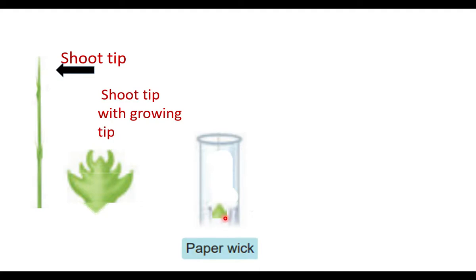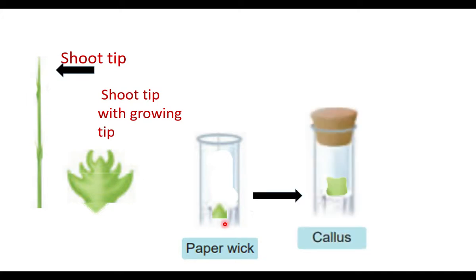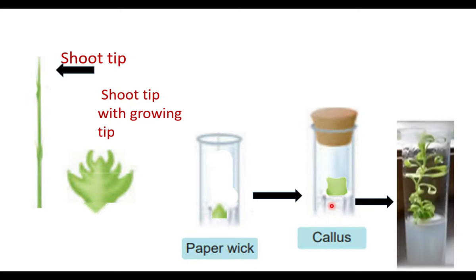Here cells start dividing. It is already meristem. It will produce new cells and the cells form a callus. The callus is regenerated to produce organs, root, shoot, to produce plantlets.